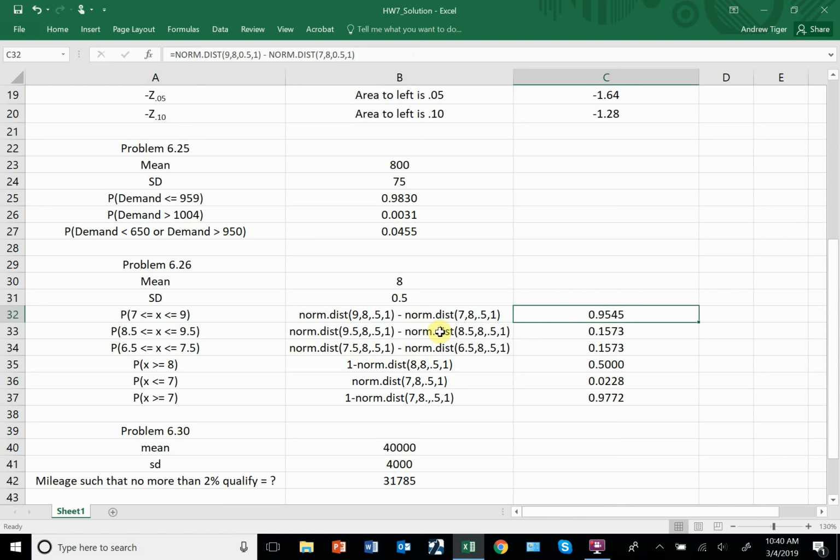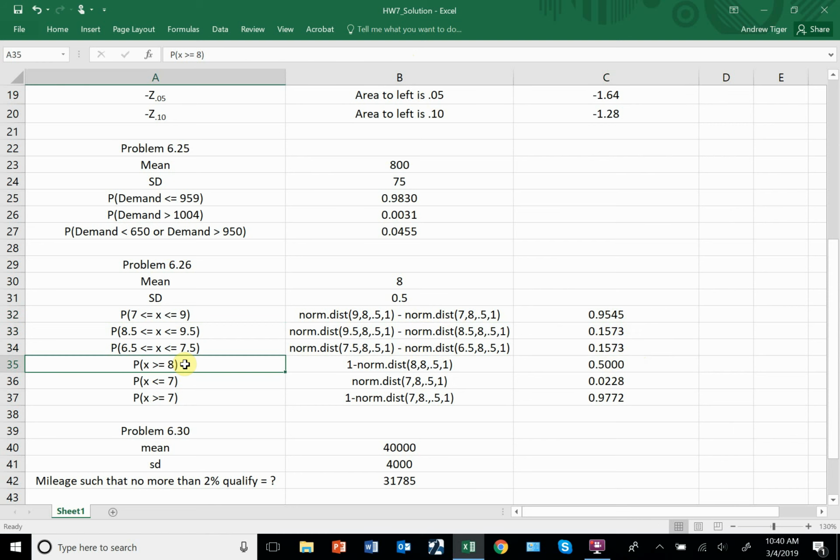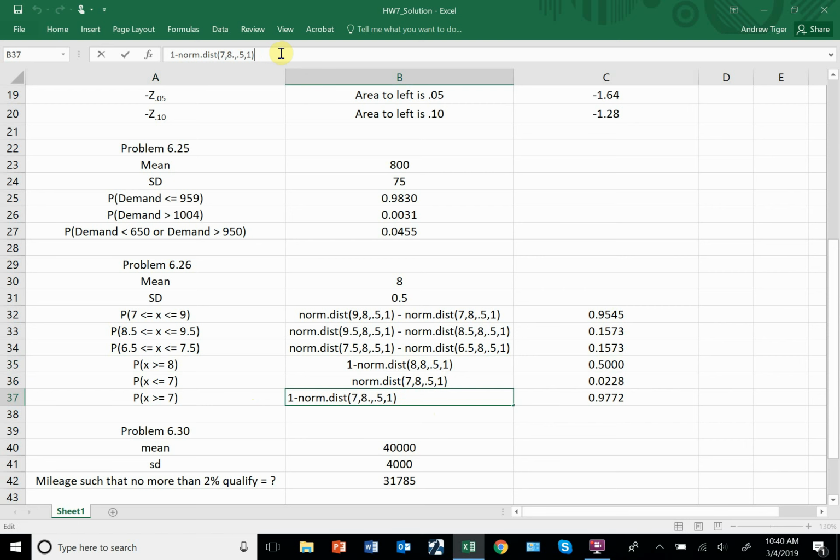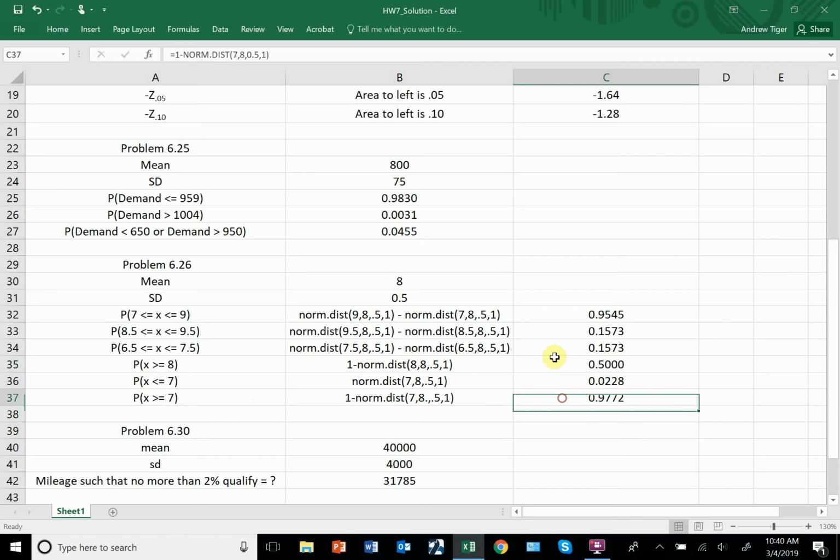This one is between 9.5 and 8.5. This one's between 7.5 and 6.5. So these are just numbers. Then the area to the right of 8, probability that you would get a number bigger than 8. It's 1 minus norm dist 8, but 8's the middle, so it's 50%. Less than 7, you just use the norm dist. And the area to the right of 7, you say 1 minus the area to the left of 7. All right, so that's that one.